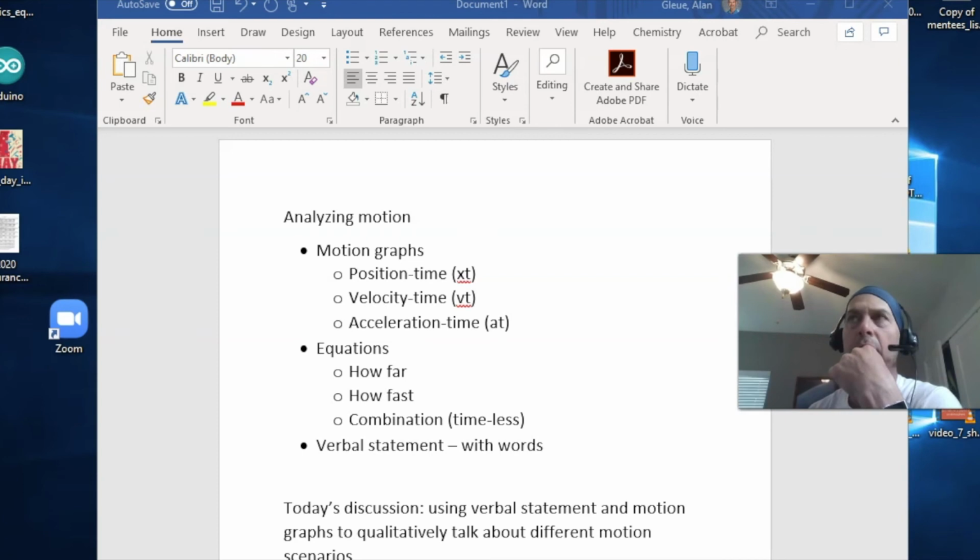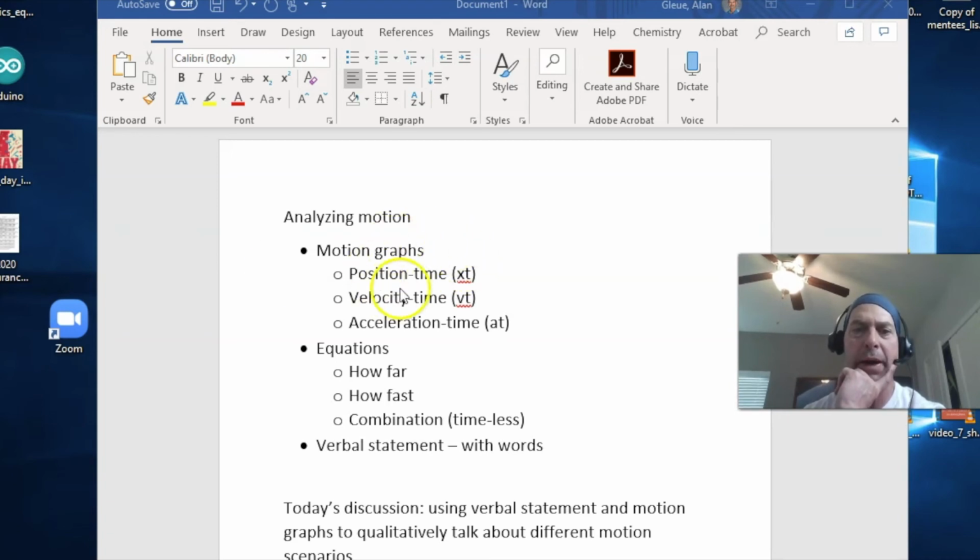So let's talk a little bit about the ways to express or discuss motion. We really have three different techniques that we've studied to discuss objects that are moving. We're talking about linear, one-dimensional motion, kinematics. No two-dimensional motion at this point yet, no free fall either.